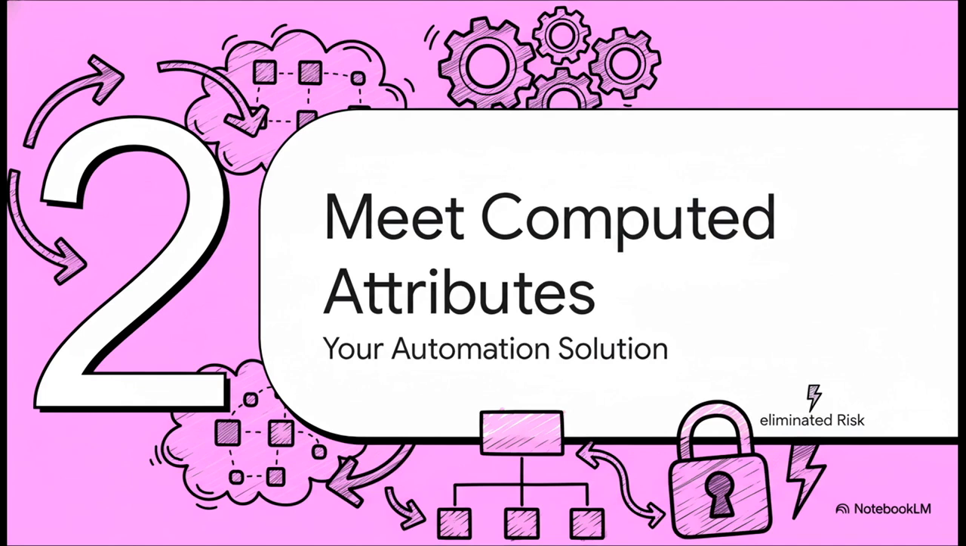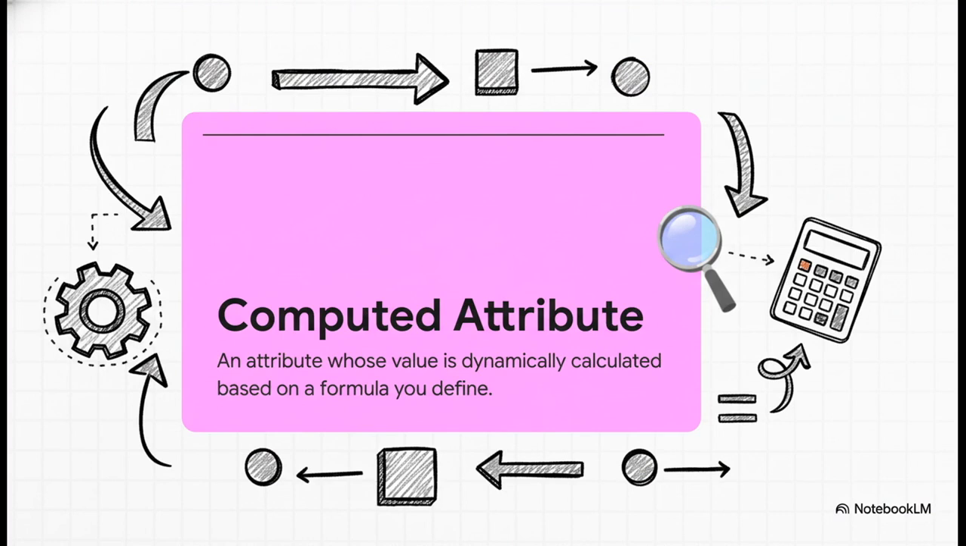Let's meet computed attributes. So, what exactly is a computed attribute? Think of it this way. It's a special kind of attribute where you don't type in the value. Instead, its value is calculated automatically on the fly based on a formula that you get to create using data from that very same record.